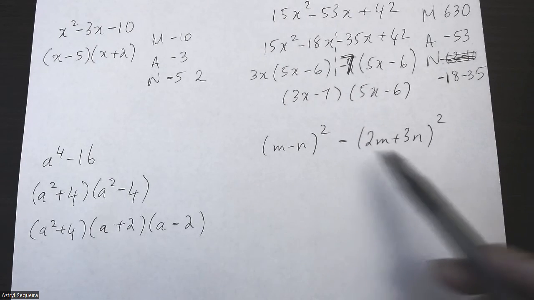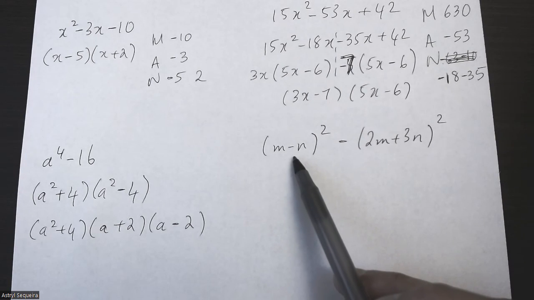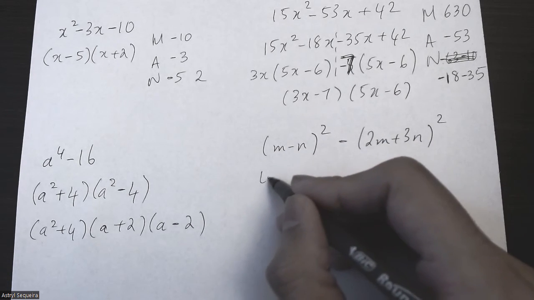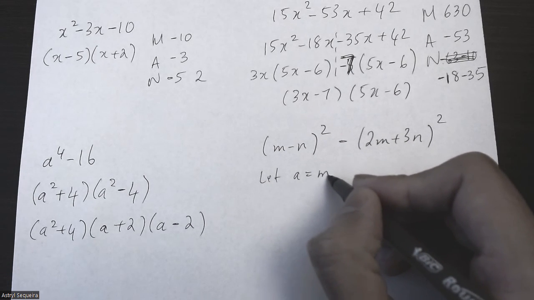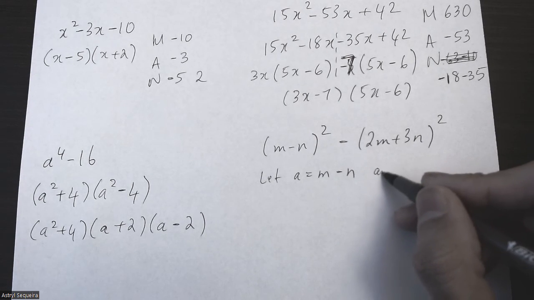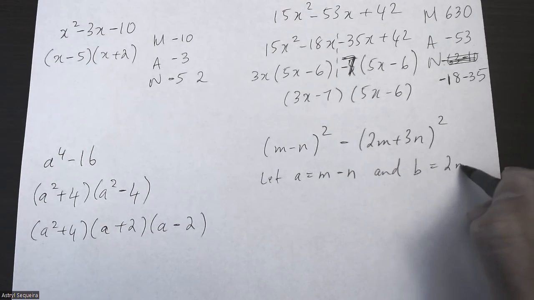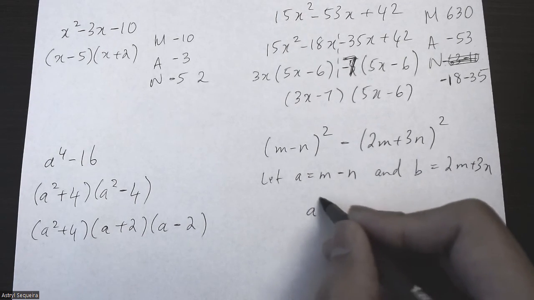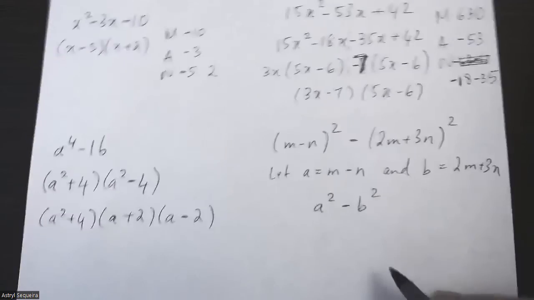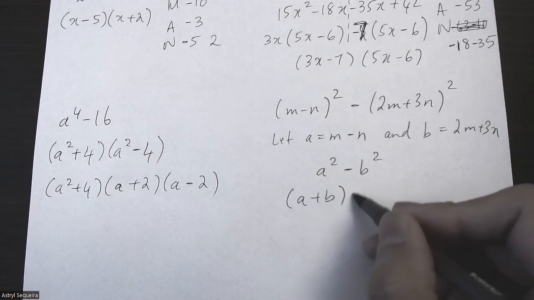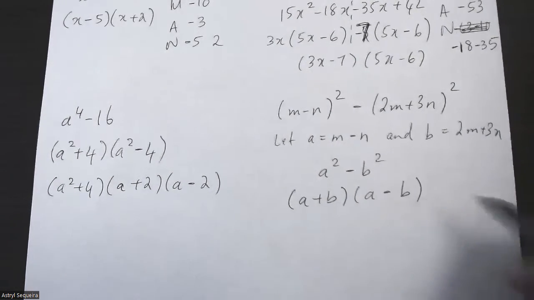And last question over here. Again, this is a difference of squares, but it's a bit hard to tell. You don't want to expand things out. Instead, you want to do substitution. So let a equal m minus n in this bracket here, and b equal 2m plus 3n, which is this bracket here. So now I can write this as a squared minus b squared. And if I factor this by difference of squares, it's just a plus b times a minus b.